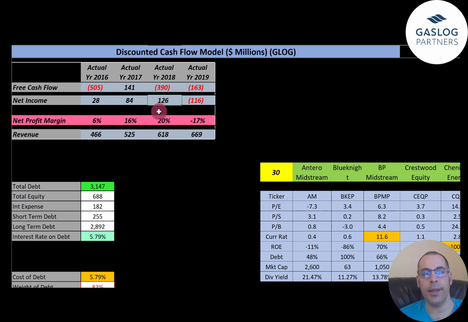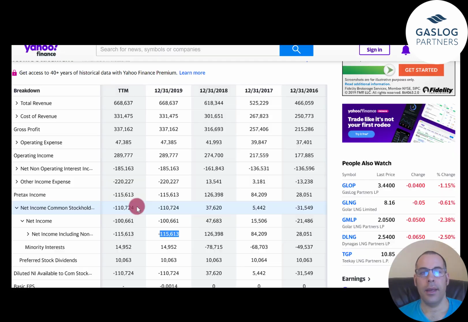And in 2018, they converted 20% of their revenue into profit, which means 80% went towards expenses. That's a pretty good net profit margin. But in the other years, it's not nearly as good. 2017 is pretty good. Let's look at a financial statement to see why they have so many negatives. In 2019, they had negative $115 million of net income. Let's look at the income statement.